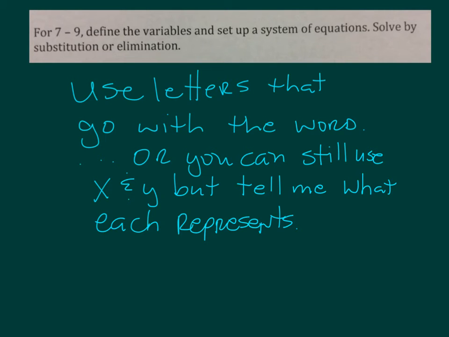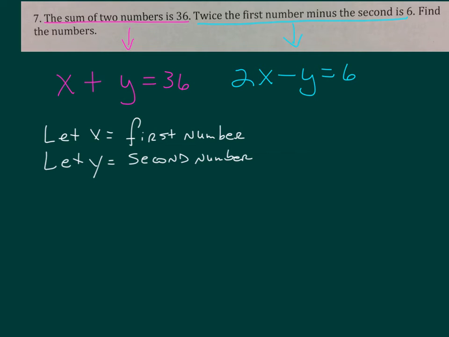On problems 7 through 9, you need to define the variables and set up a system of equations. Solve by either substitution or elimination. Now use letters that go with the word, or you can still use x and y, but tell me what each one represents. Okay, on this one, the sum of two numbers is 36. So I said let x equal the first number, let y equal the second number. And if you notice, twice the first number minus the second is 6. So now that I've set those up, now we can solve these.